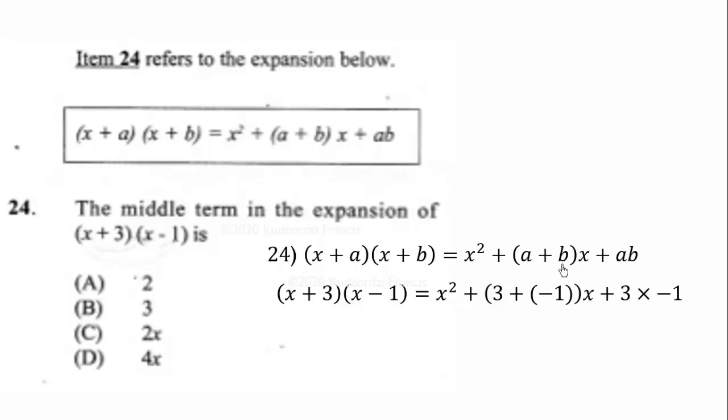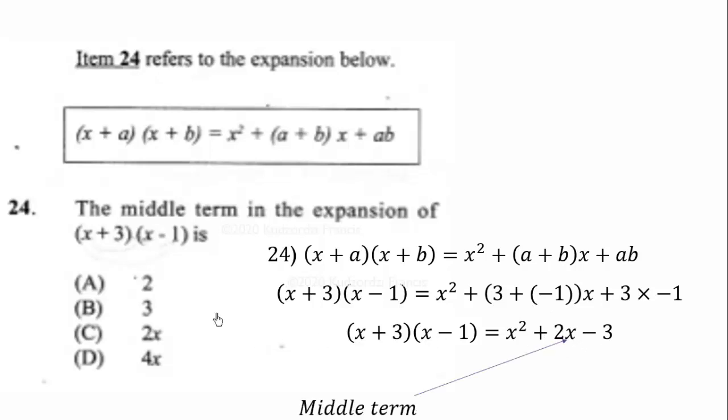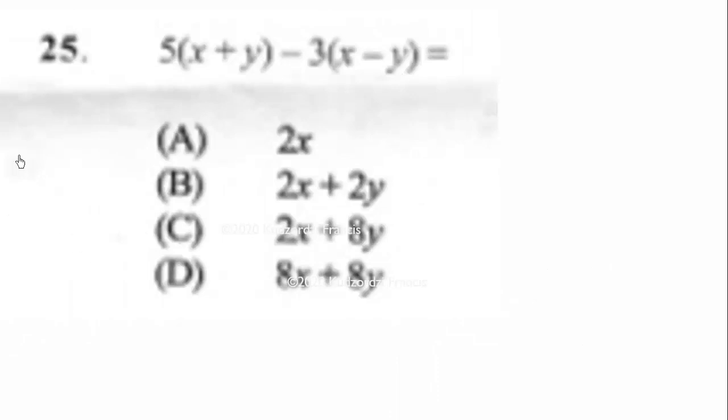So we have a plus b, that is 3 plus -1 over here, and when we simplify the middle term we get 2x. So the middle term is 2x. Therefore, the correct answer is 2x. Now let's proceed to the next question.